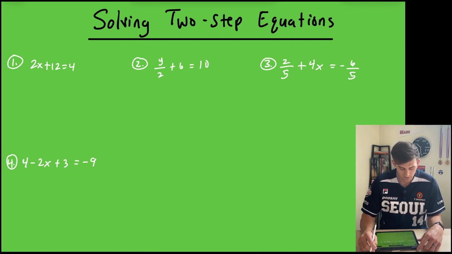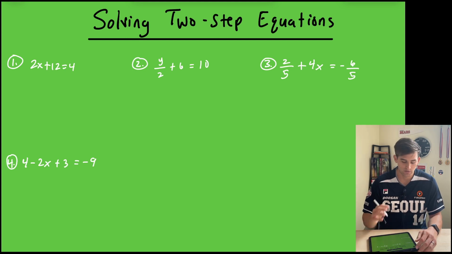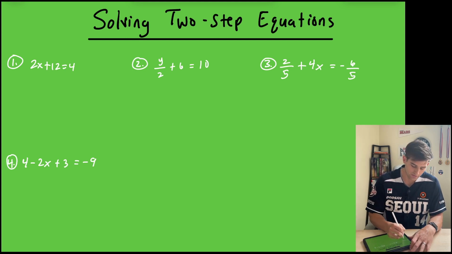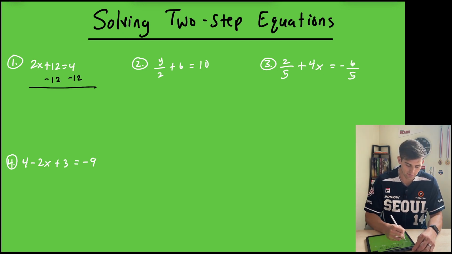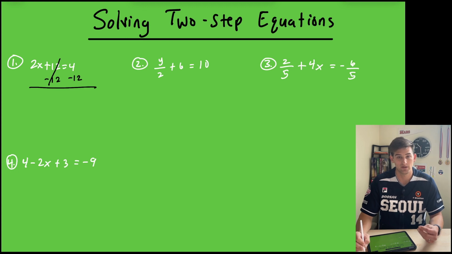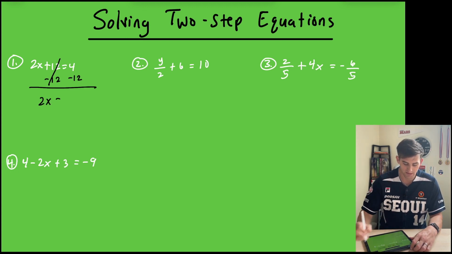So let's start with number 1. We have 2x plus 12 is equal to 4. The goal here, remember, is to figure out what x is. So we want to undo everything that's happening to x. I want to undo my plus 12 first. So I'm going to subtract 12, and whatever I do to one side, I have to do to the other side. The reason I subtract 12 is because that's going to cancel out that plus 12 on the left. And now all we have left on the left side of our equal sign is 2x.